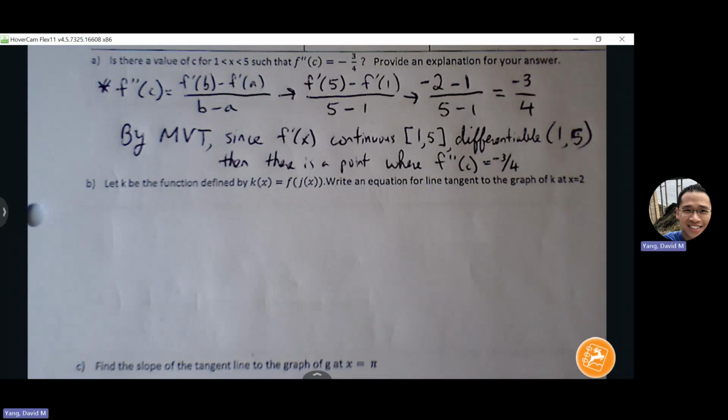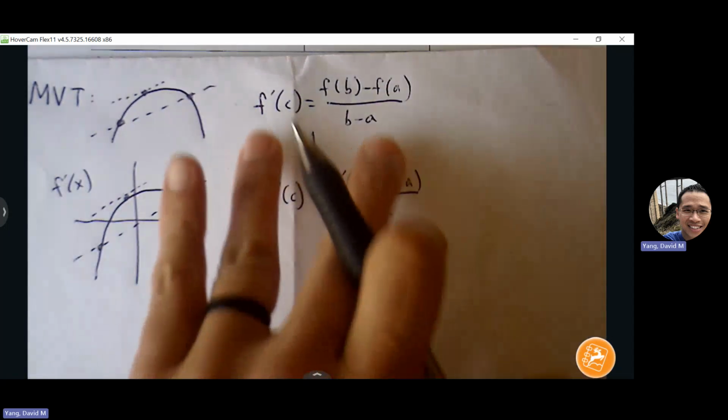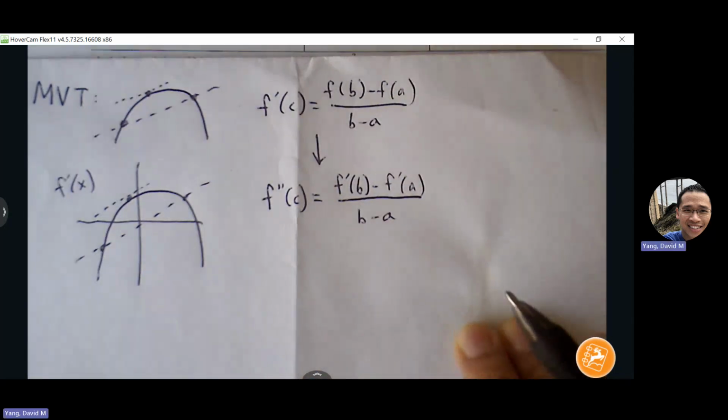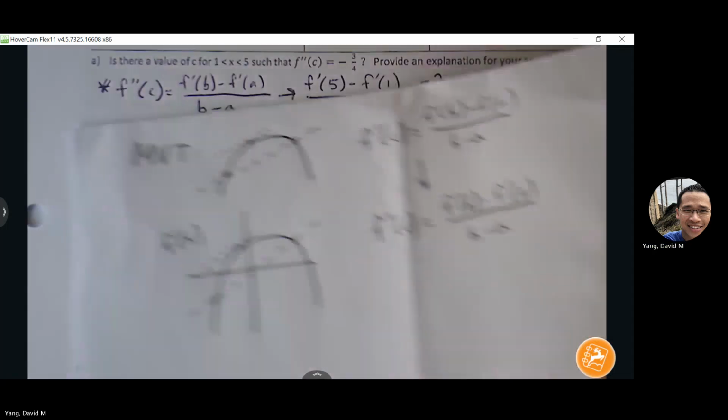Okay, any questions there? So we're just applying mean value theorem, but doing it one level down, but the relationship is still the same. It's just that now we're looking at trying to guarantee a slope on the f prime graph rather than the slope on the f of x graph.